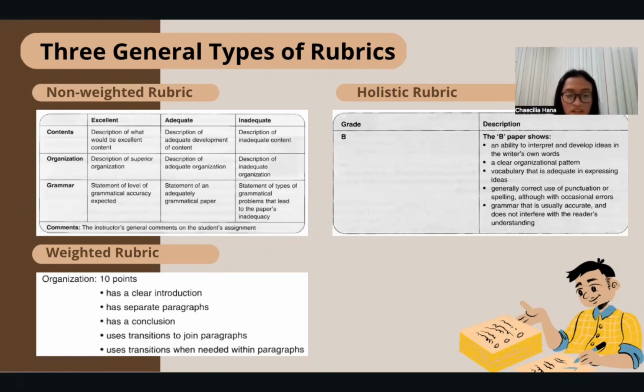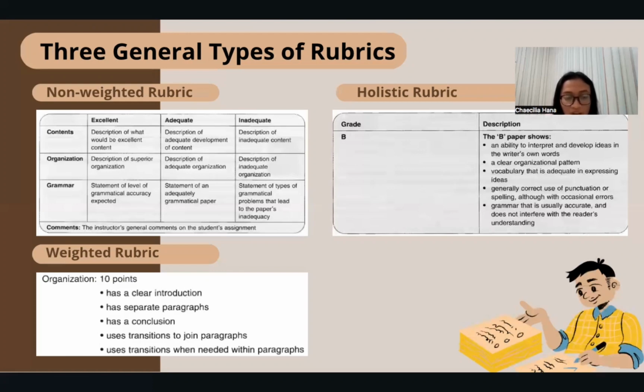And the next is weighted rubric. A weighted rubric is similar to the unweighted one, but it breaks the writing skills into categories and subcategories. So the organization is 10 points: has a clear introduction, has paragraphs, has a conclusion, uses transitions to join paragraphs, and uses transitions when needed within paragraphs. For each element listed, for example, the instructor might assign up to 2 points for a total of 10.